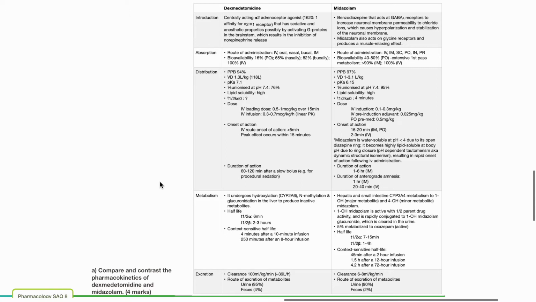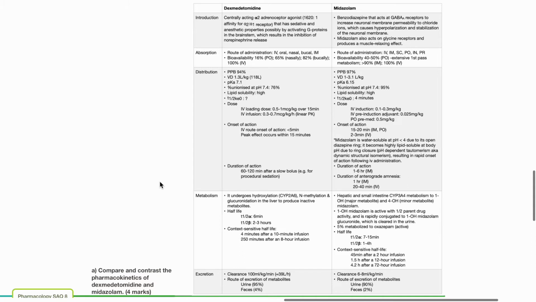Half-life alpha of midazolam is 7 to 15 minutes. Half-life beta is 1 to 4 hours. Context-sensitive half-life for a 2-hour infusion is 45 minutes, for a 12-hour infusion is 1.5 hours, and for a 72-hour infusion is 4.2 hours for midazolam.